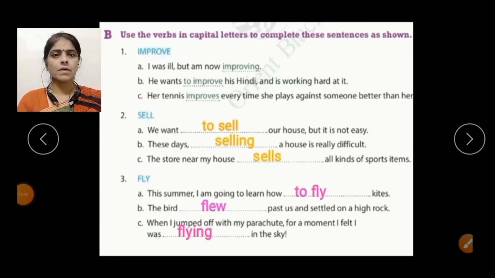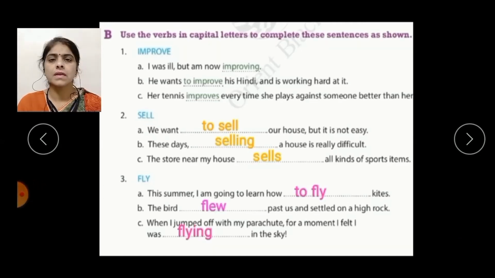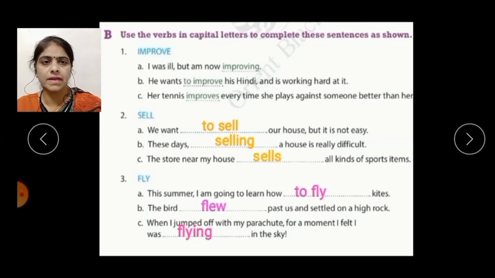So here the second verb which we are having, that is sell. The first sentence is, we want to sell our house but it is not easy. In this sentence, to sell is a non-finite verb. Next, these days selling a house is really difficult. In this sentence also, selling is a non-finite verb. The next one, the store near my house sells all kinds of sports items. In this sentence, sells is a finite verb as it is used according to person, tense or number.